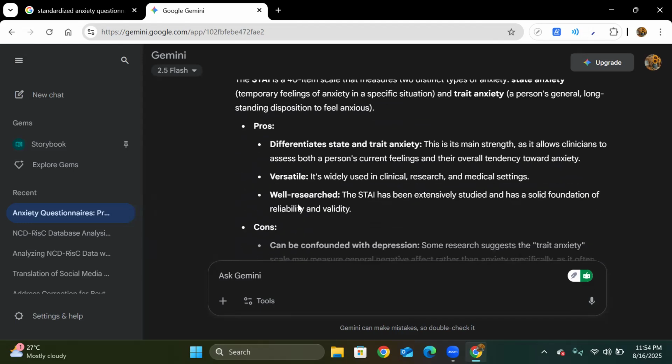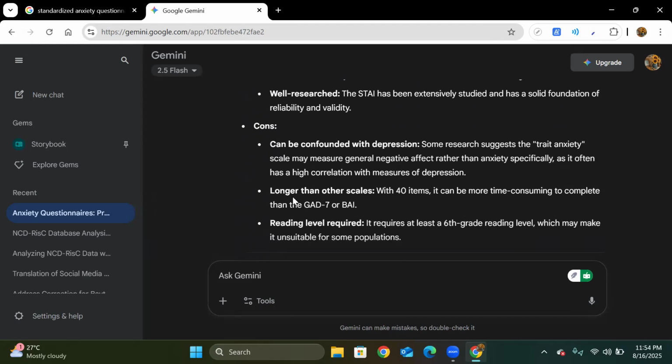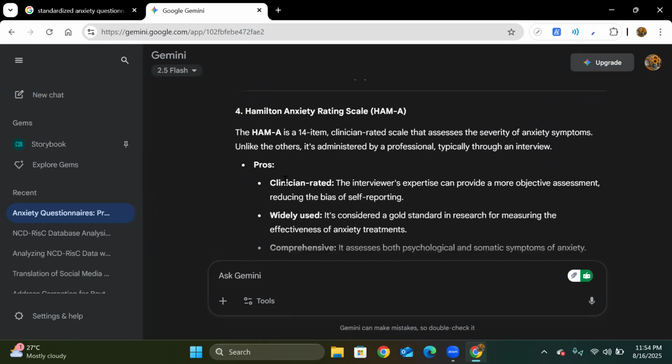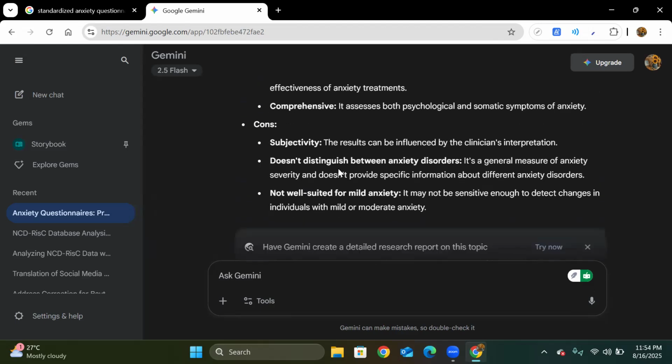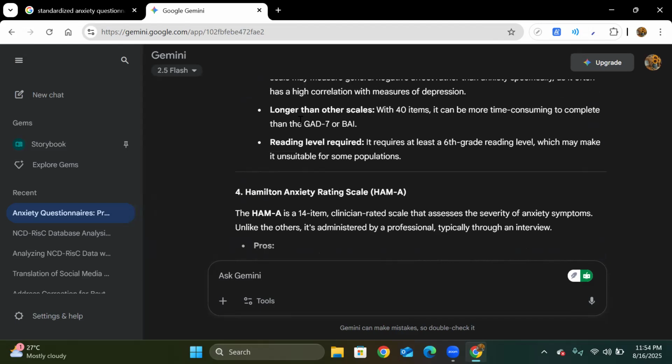The State-Trait Inventory scale is confounded with depression. It's very long. It has 40 items and it is very long. And then we have the Hamilton Anxiety Rating Scale. It is subjective. It doesn't differentiate between the disorders. It is used for just the day-to-day anxiety things. Okay, so now we will know that if I am doing a research on simple psychological anxiety, I would go for the Hamilton Anxiety Rating Scale.